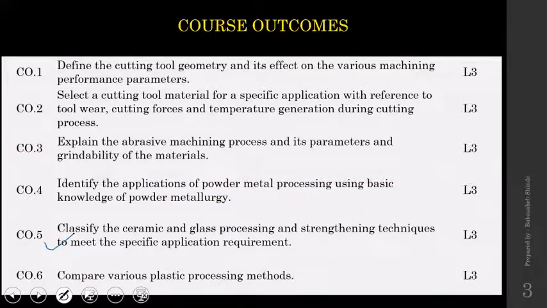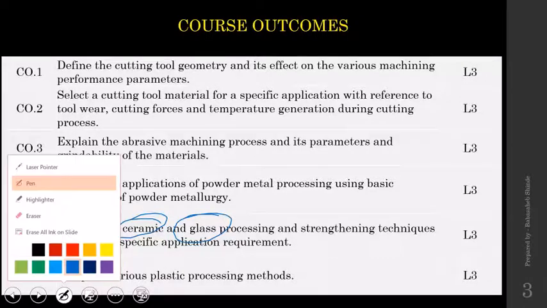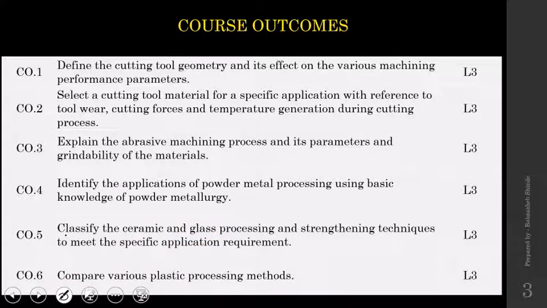Similarly, CO5 is going to deal with the processing of ceramics and glass. Ceramic and glass processing, various methods we are going to discuss. The capabilities and limitations of individual processes will also be discussed alongside. And once you have studied all those things, you are supposed to attain this CO number 5.